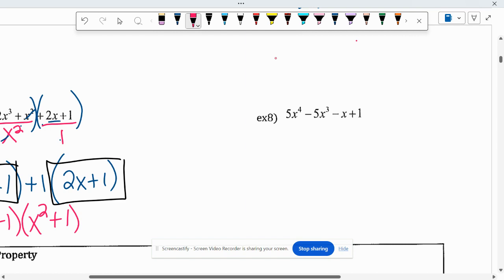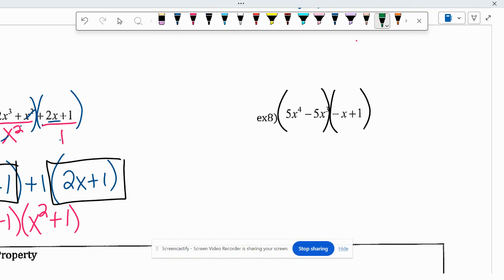When I look at example 8, let's see. I'm going to put my 2 groupings together. So example 8, I can take a 5x cubed out. I'm going to start by taking a 5x cubed out of my first grouping. So 5x to the 4th divided by 5x cubed. My 5's cancel out. x to the 4th divided by x cubed is x. Then I have a negative 5x divided by a positive 5x is a negative 1. The x cubes cancel out.